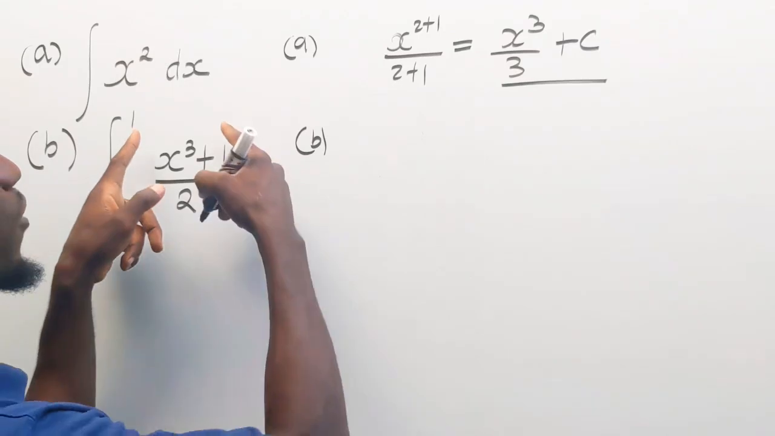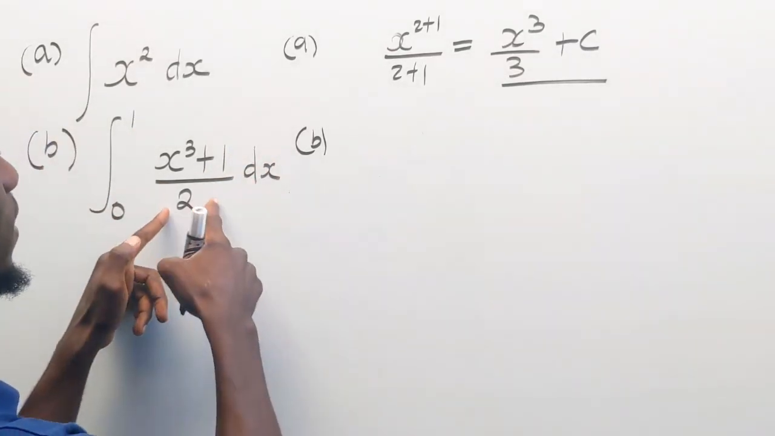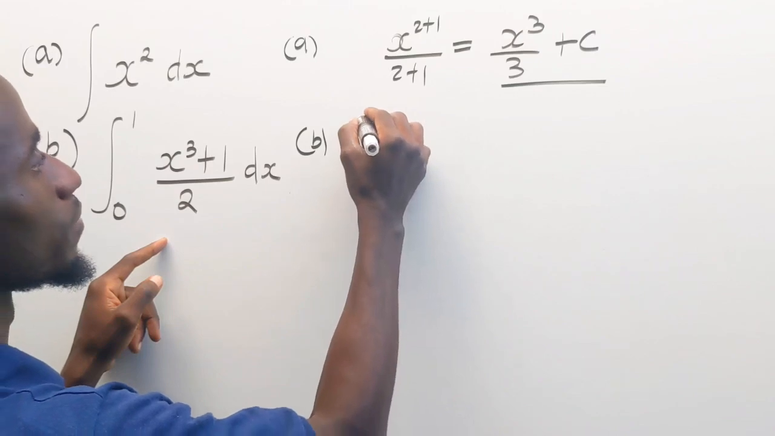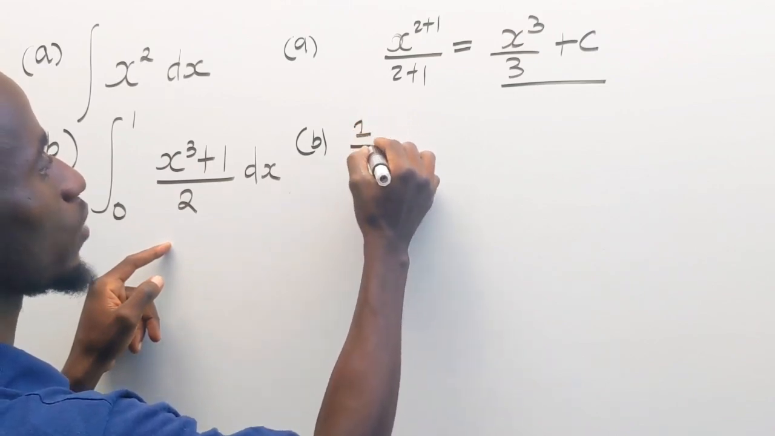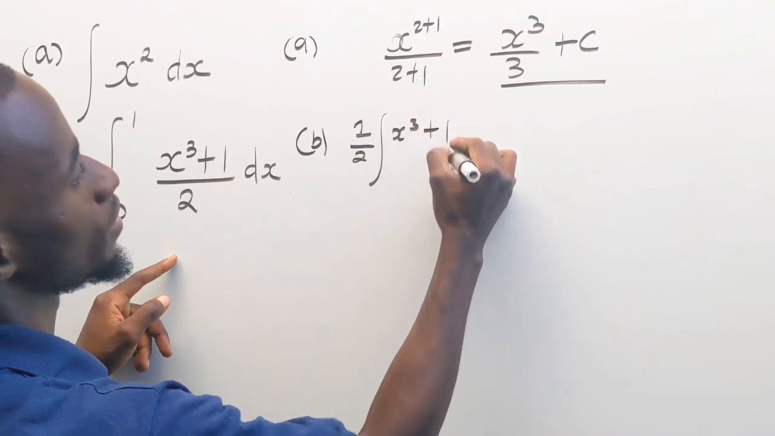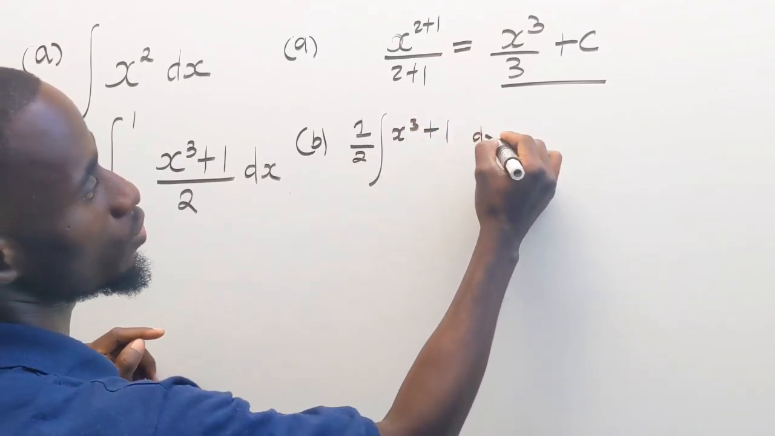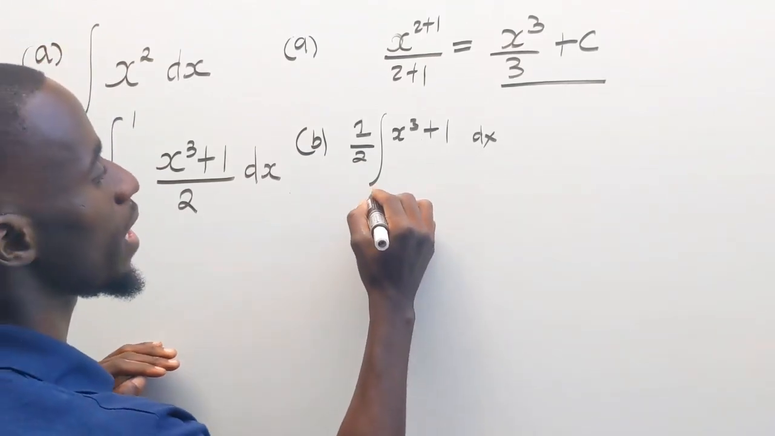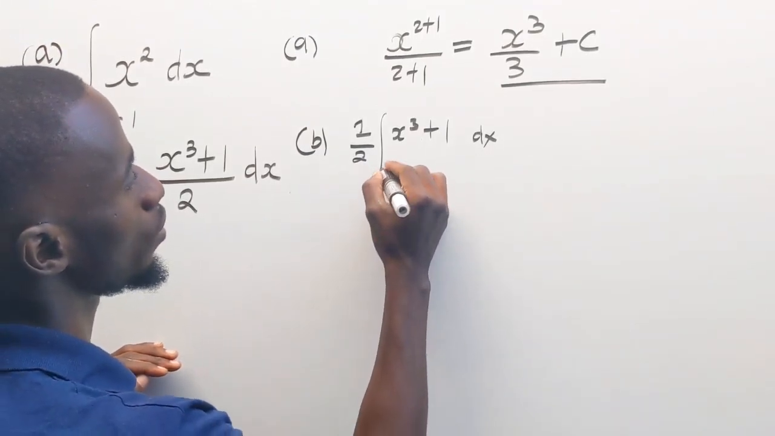So let us first integrate this. But look, you can say this is just half. Over 2 is the same thing as half. So we can take that one out. And we remain with the integral of x to the power 3 plus 1 with respect to x. So if we integrate this, we end up having 0 to 1.